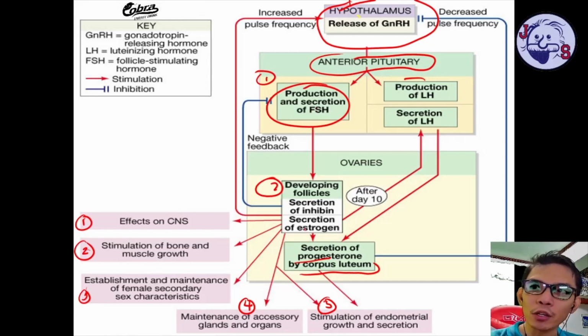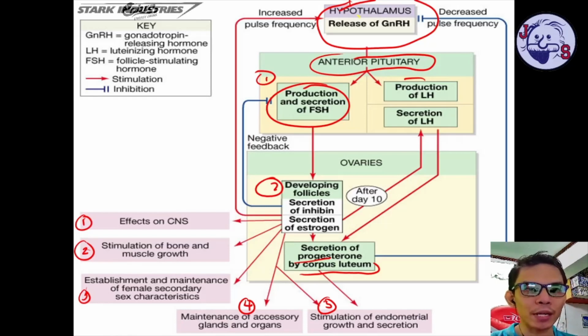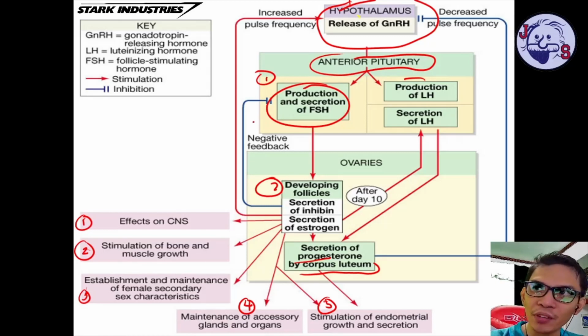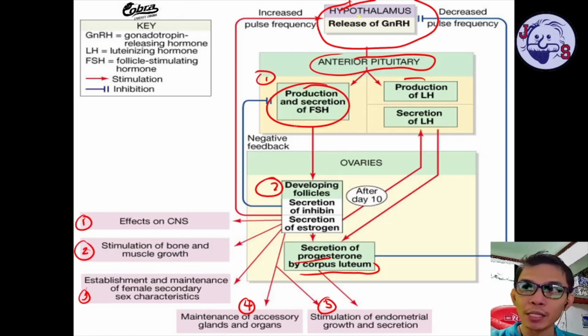Now, the estrogen also triggers two things. Number one is the negative feedback. The estrogen cannot be present at all times. It must be regulated. So, it will give a negative feedback to the anterior pituitary gland to tell it to minimize the secretion of the follicle stimulating hormone.